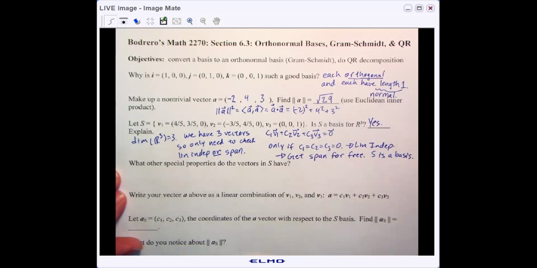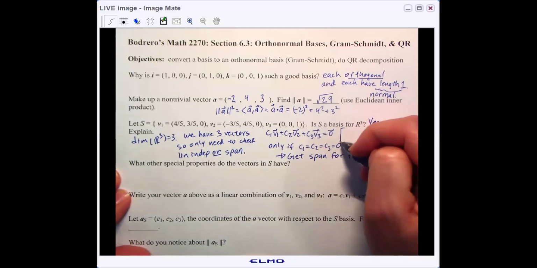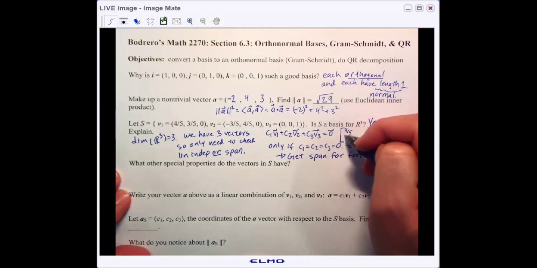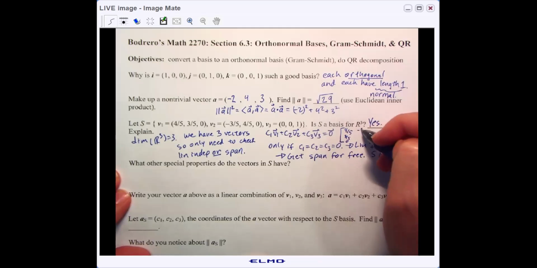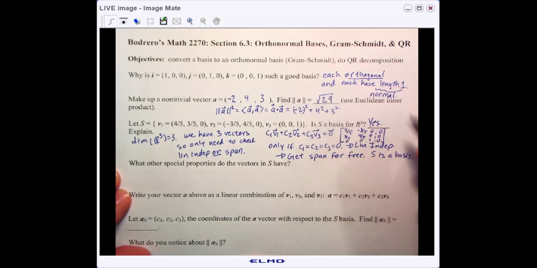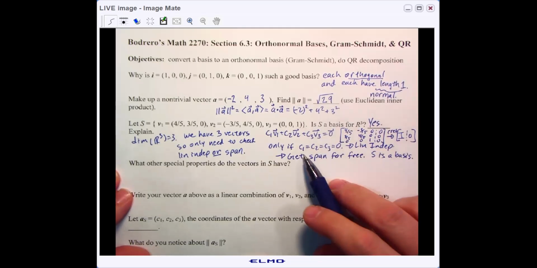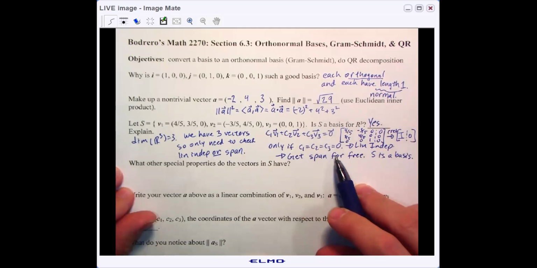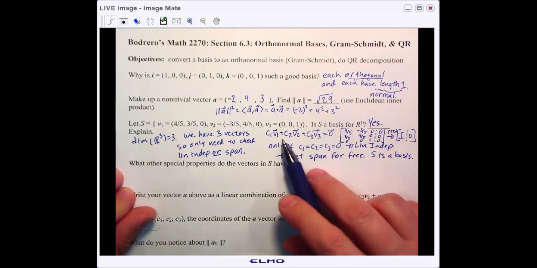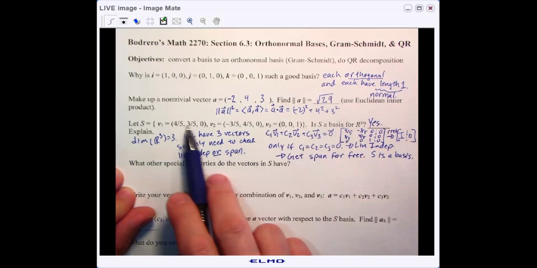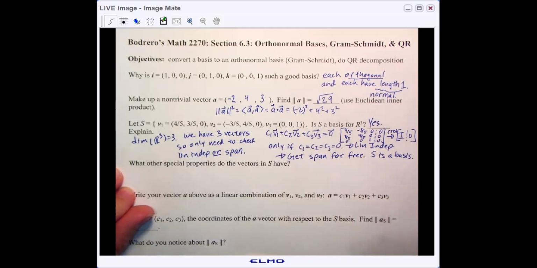Let me show that matrix here. That system would correspond to the matrix 4/5, 3/5, 0, -3/5, 4/5, 0, and 0, 0, 1, and we're solving that for equal to the 0 vector. If you RREF that matrix, you will in fact get the identity matrix augmented by 0, showing that C1, C2, and C3 all have to be 0. Therefore, our vectors are linearly independent. None of them can be expressed as a linear combination of the others.